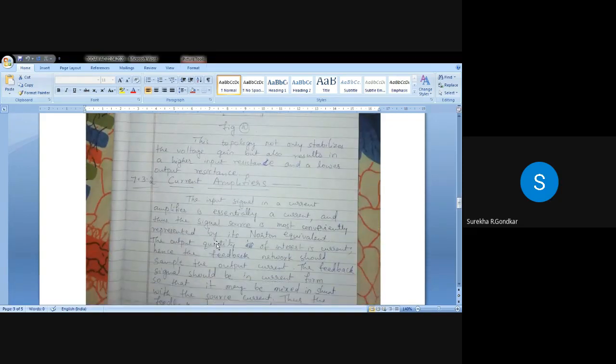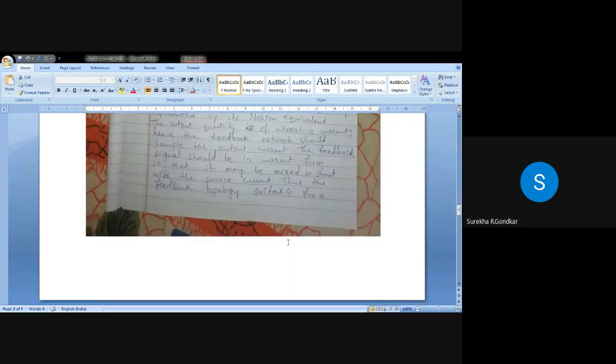Next, coming to the current amplifier. Current amplifier means the input signal is a current, and the output is also current. Since the input is a current quantity, it has to be represented by Norton's equivalent. We have already studied that any two-port network across a pair of terminals can be reduced to Norton's current source in shunt with Norton's resistance, correct?